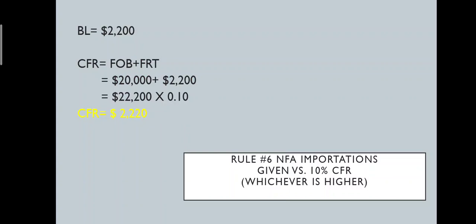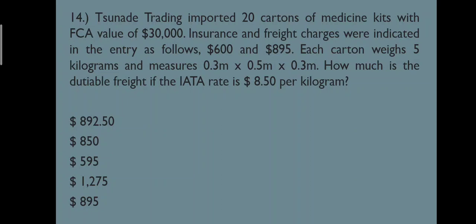Dayon, kay ang rule number 6, niingon man siya diri nga 10% sa CFR, mong ato siyang i-multiply sa 0.10. So, $22,200 multiplied by 0.10, una natay CFR nga $2,220. So, apply the general rule whichever is higher. So, asa may mas dako nila? So, ang CFR. So, mao na siya ang ato ang dutiable freight. Number 14.